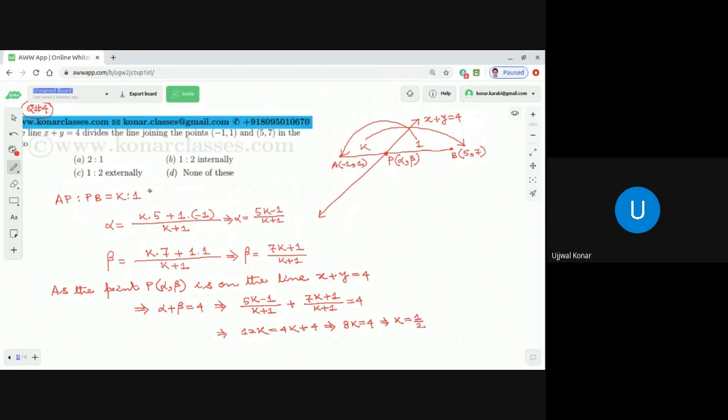That means, from this, AP is to PB, what can we say now? AP is to PB is equal to 1 by 2 is to 1. That implies what?